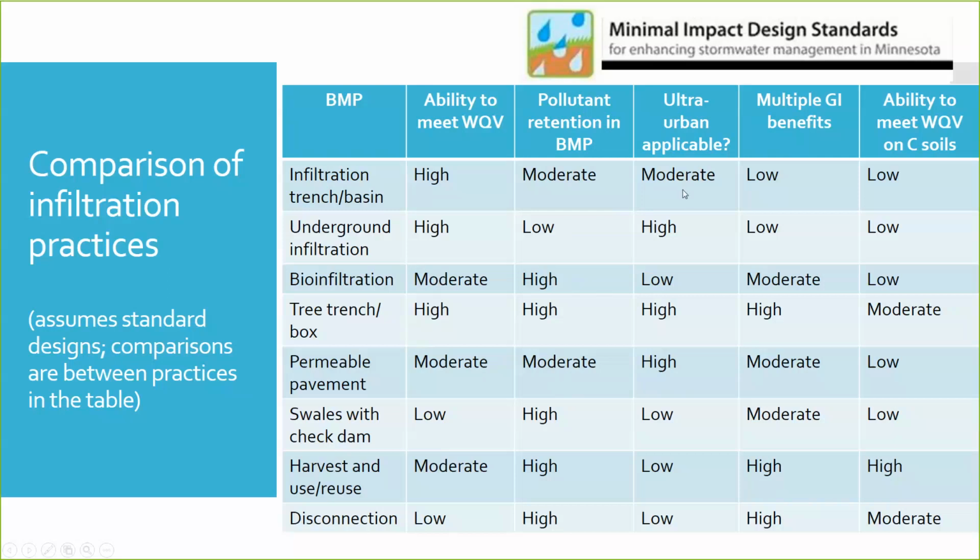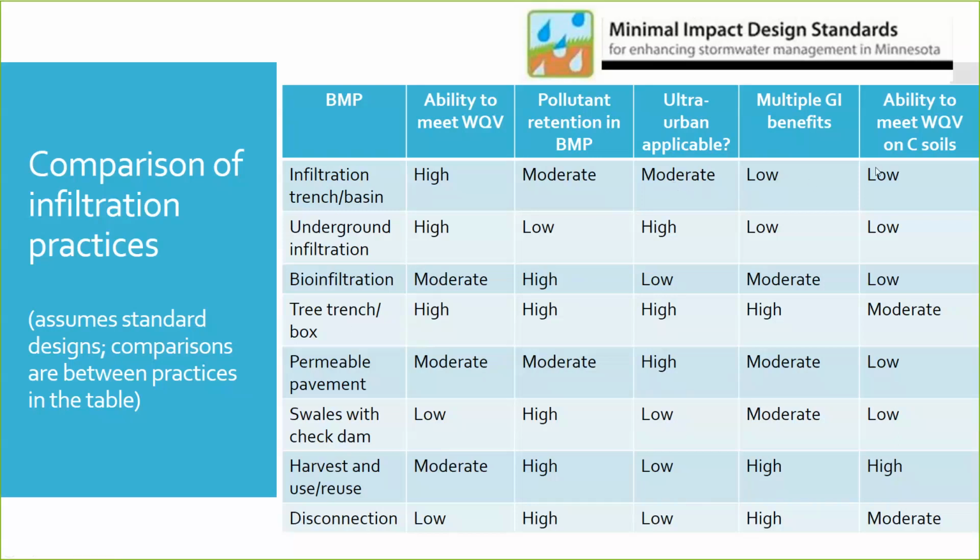In ultra-urban settings, anything that's underground will be effective. That'd be underground infiltration or a tree trench. Permeable pavement is also effective because it can be built in as part of the infrastructure. Most of the other practices are not particularly applicable in ultra-urban settings, especially those that need surface area to infiltrate the water. Infiltration trenches and basins can be somewhat effective if you have A-type soils where you can make this practice deeper as opposed to taking up a larger surface area.